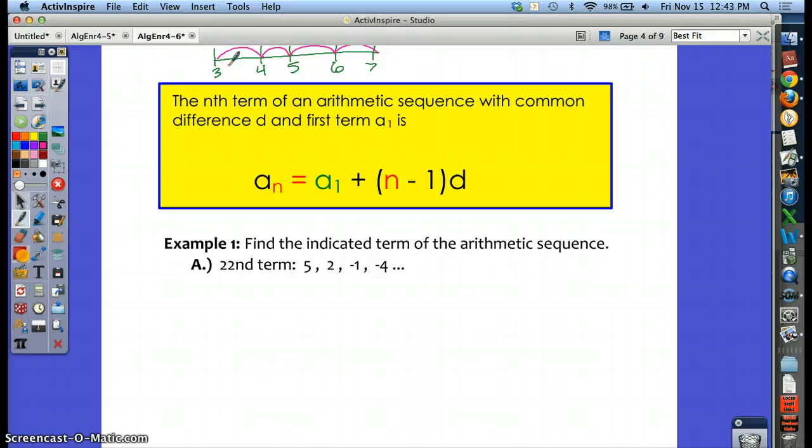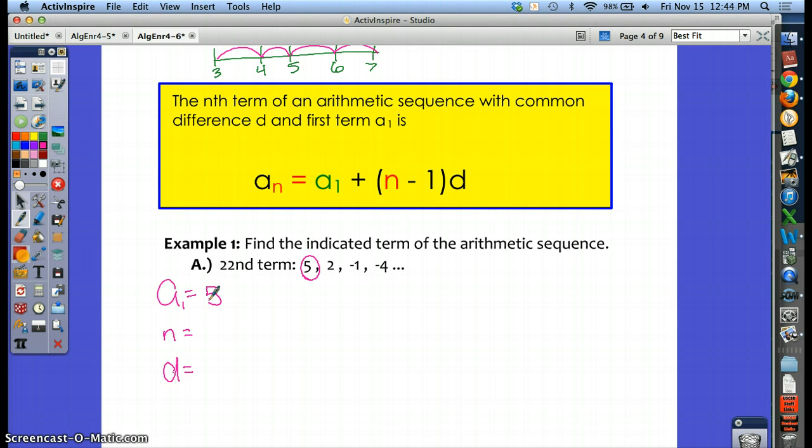Let's try this then. Find the indicated term of the arithmetic sequence if you want to find the 22nd term, and this is the start of the sequence. We're going to want to label a sub 1, n, and d for all of these problems, so write that down. Fill in as much as you know. A sub 1 is your first term. What is your first term in the sequence? In this one, it's 5.